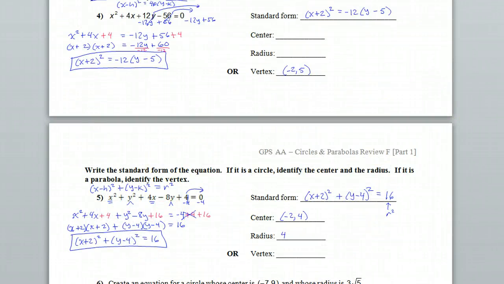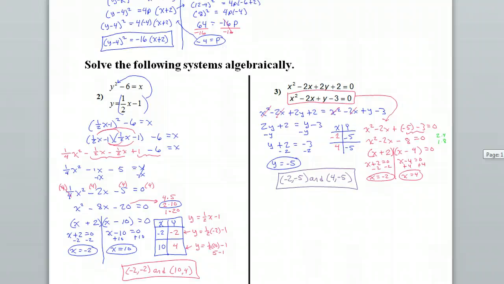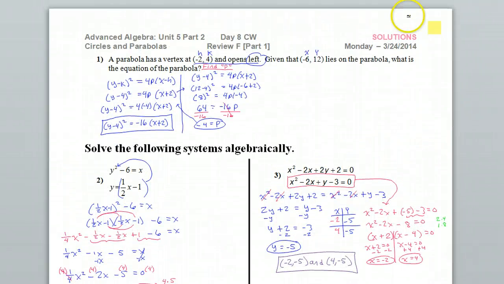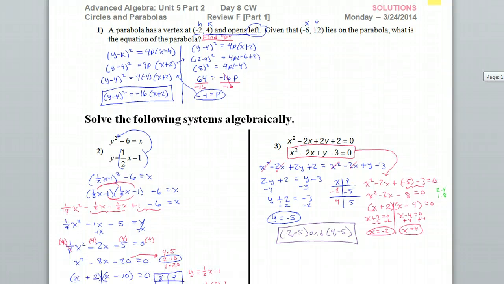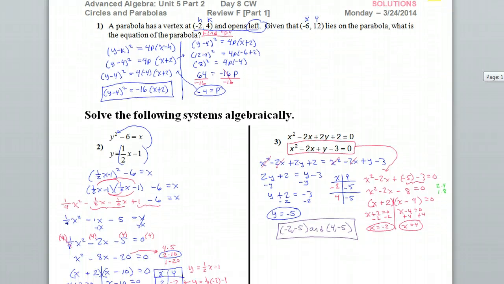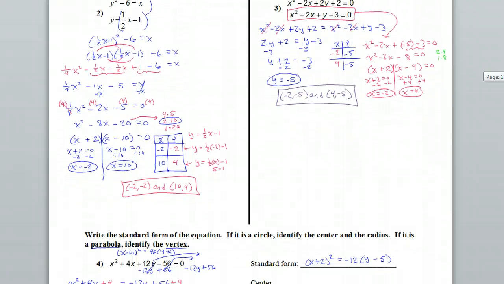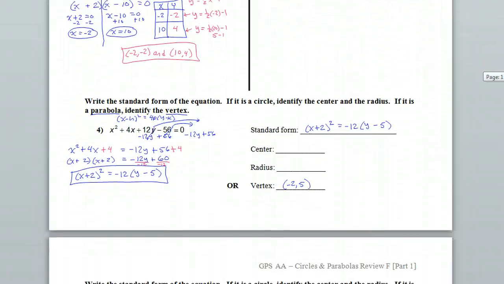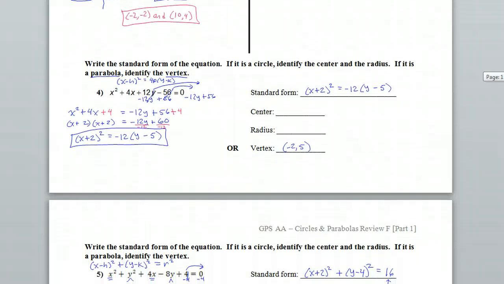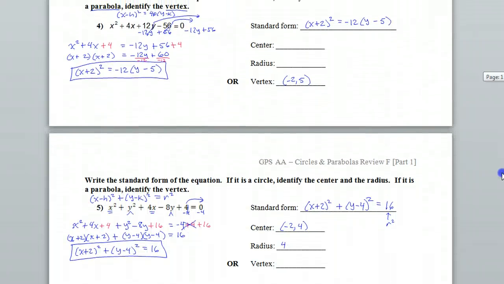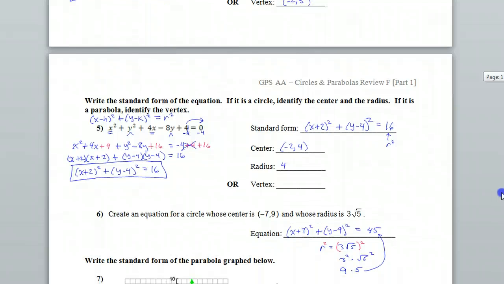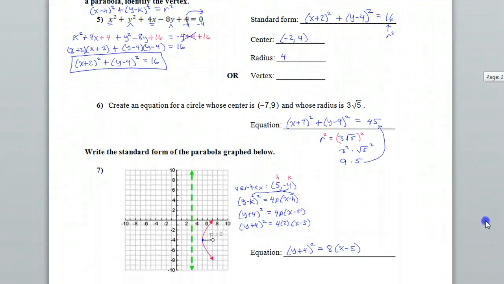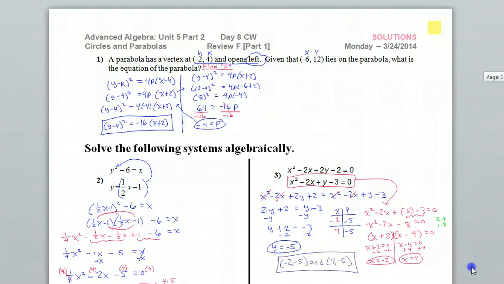Okay, that's it for part 1 of the review. Part 2 is coming. That's going to be the homework video. So check that out. Again, guys, please, please, please make sure that you can do every problem on this sheet by yourself. The blank version will be on Edmodo, so you can print it out and redo it as many times as you have to do to make sure you can do them all by yourself.